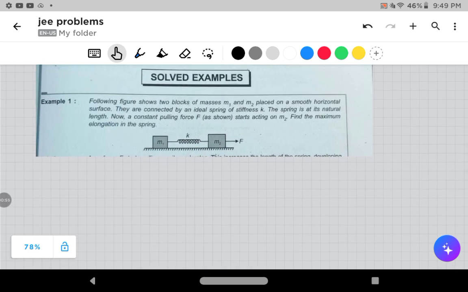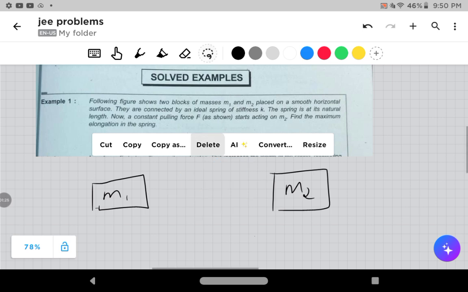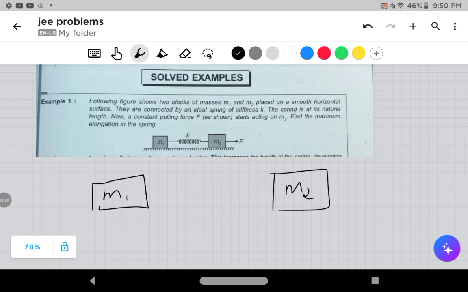First, let's draw the blocks given in the question. So this is the block, and there is a spring. This is block M1. This is block M2. Wait, let me draw a better spring, because it doesn't even look like a spring.